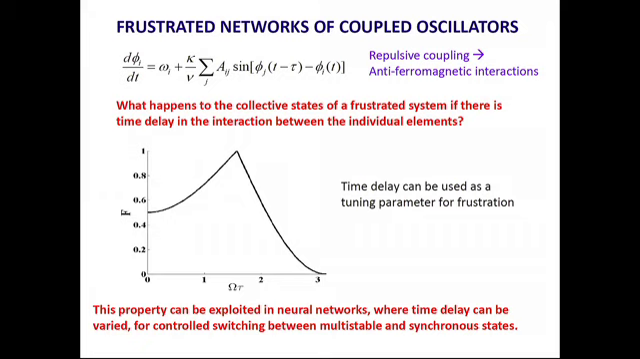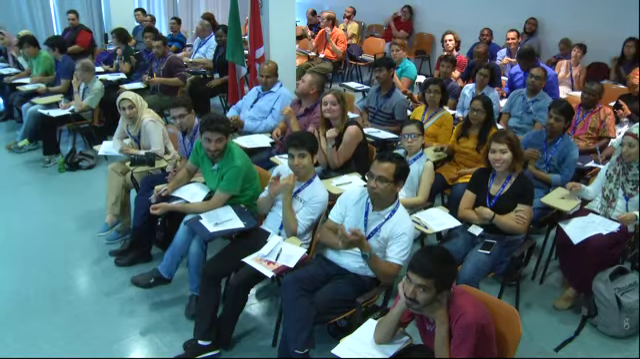Since in all real systems signals take finite time to propagate, the question that we are interested in is what happens to the collective states of a frustrated system when we have finite time delay interaction between individual elements. The answer that we find is that time delay does indeed have a great impact on the frustration parameter, and we can use this property in neural network systems for control switching between multistable and synchronous states. Thank you very much. I hope you come to my poster so that we can talk more about it.